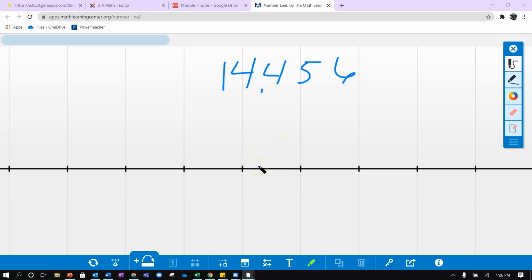Hi, it's Mr. Johansson, and today I'm working on an assignment called Place Value to Billions. At the bottom, they ask you to do some rounding, and I want to go over some of those skills with you again, see if I can help firm that up.